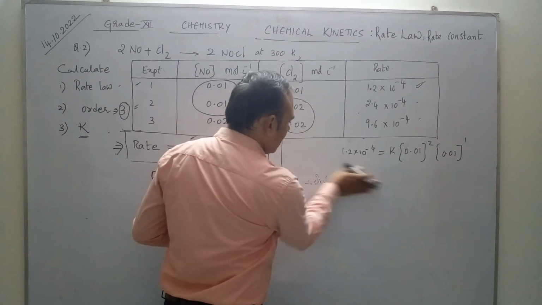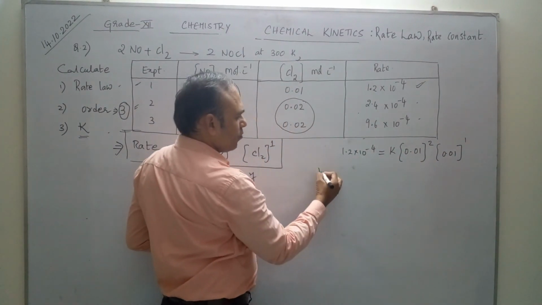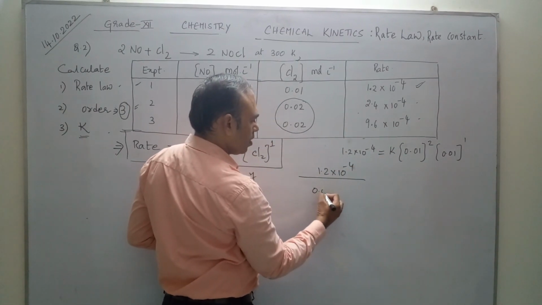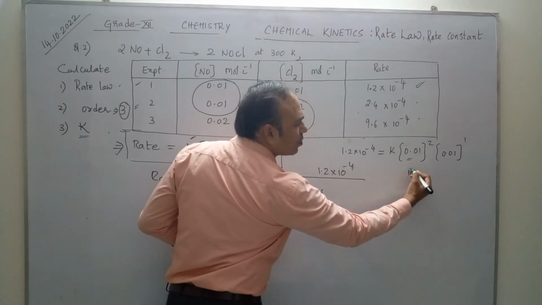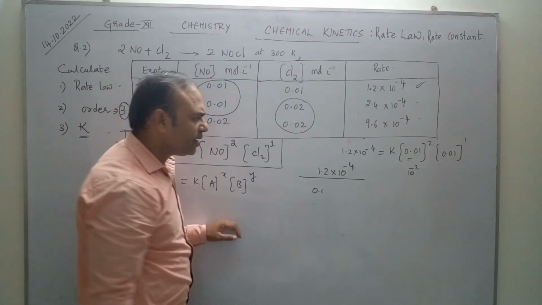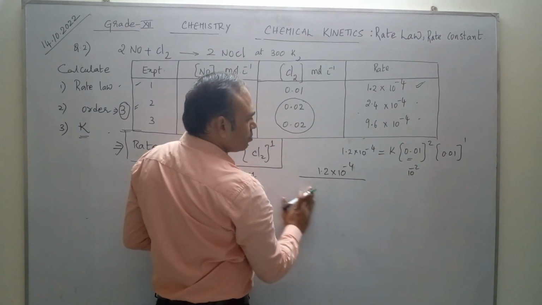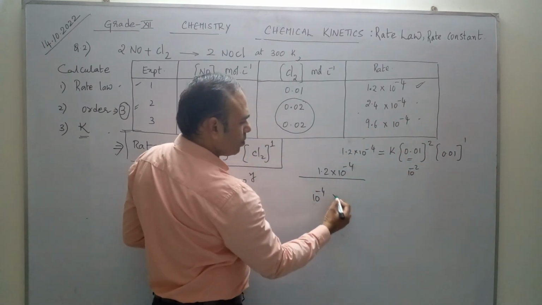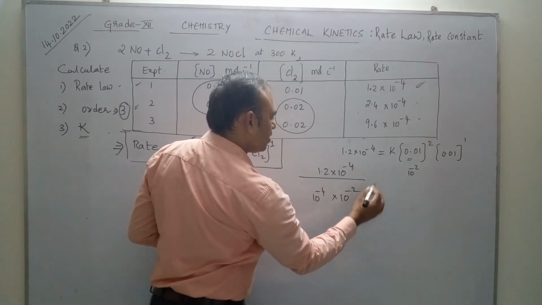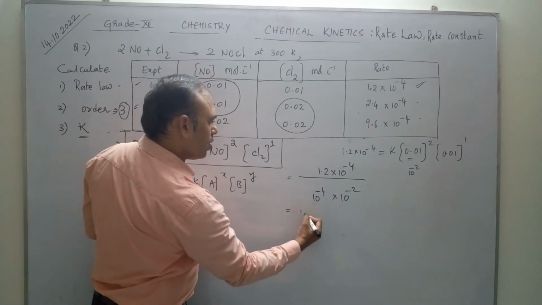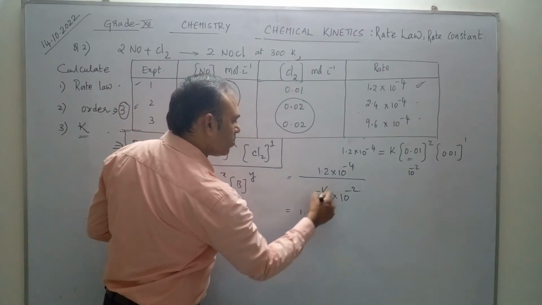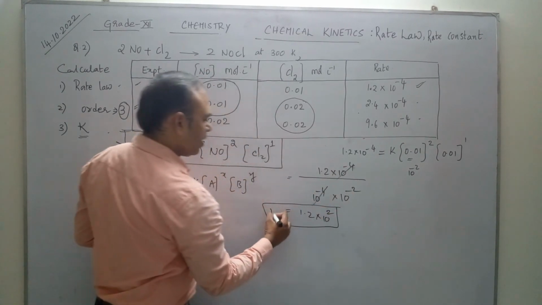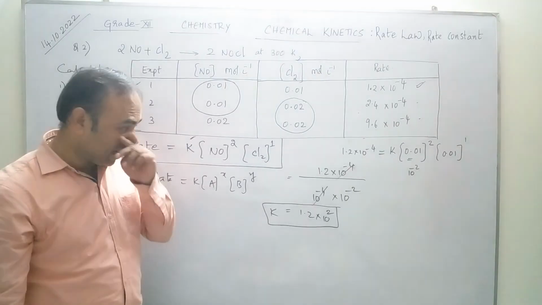Now to find out the K, send them to the other side. We'll get 1.2 into 10 to the power minus 4 divided by 0.01. Can we take it as 10 to the power of minus 2? So we can write that. So this will become 10 to the power of minus 2 to the power 2 into, this also can be written as minus 2. Next, 1.2 into 10 to the power minus 4 and minus 4 you can cancel. This will become the numerator. So we will get the K value as 1.2 into 10 square.